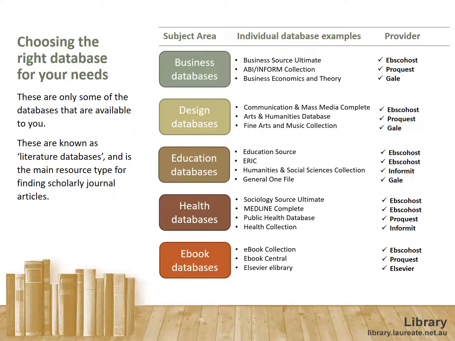These are what are commonly known as literature databases, and it's the main source where you will find scholarly journal articles. There are many other types of databases besides literature databases. For example, we also have IBISWorld, which is a database that contains only market research reports, so no journal articles as such. Another one in the health area is eMIMS, which contains drug and other therapeutic information.